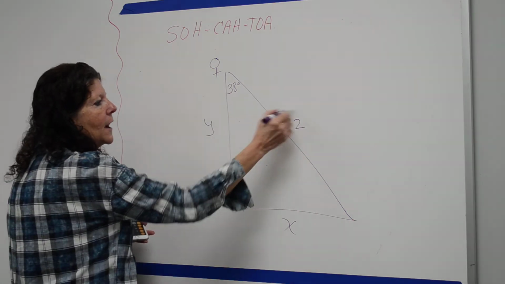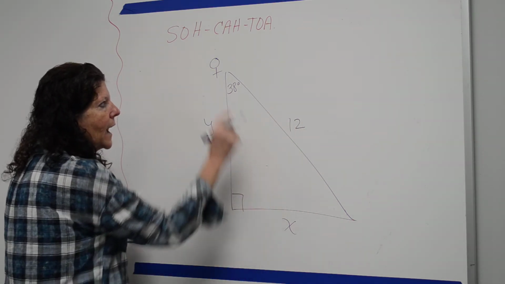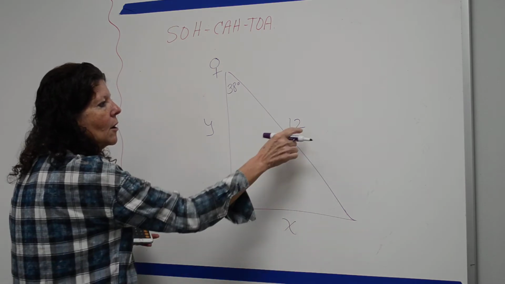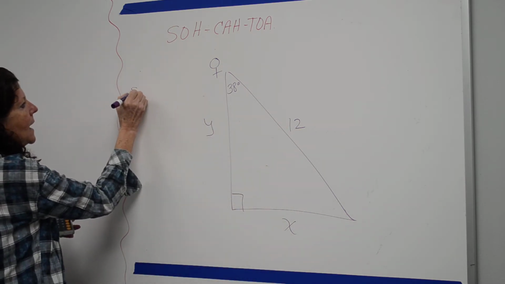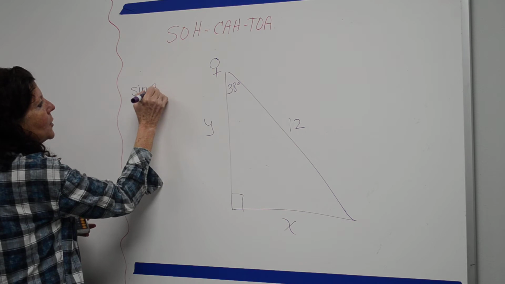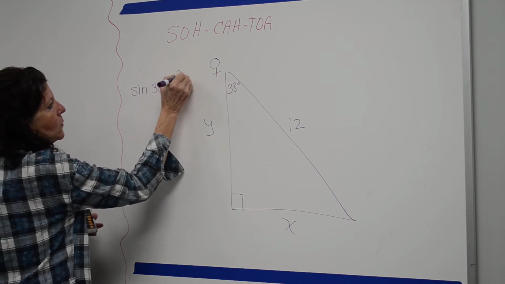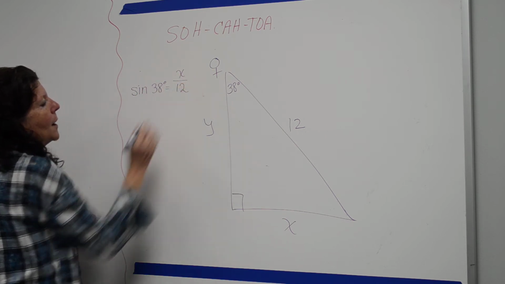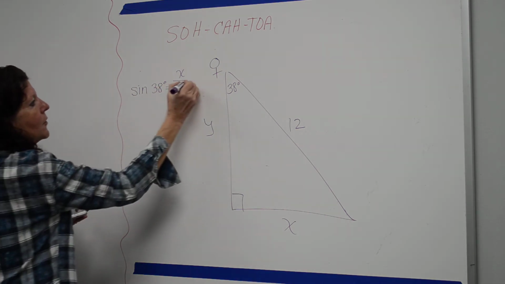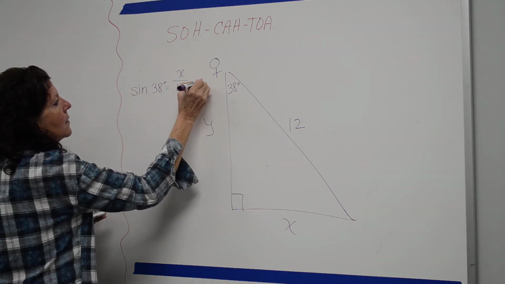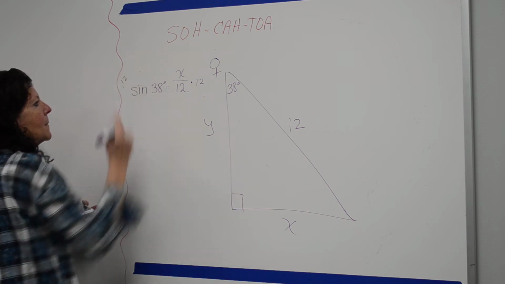Well, I know the value of the hypotenuse. So that would be comparing opposite over hypotenuse. So we say the sine of 38 degrees is equal to opposite over hypotenuse. Well, now I just have to solve for x. So I'm going to multiply both sides by 12.